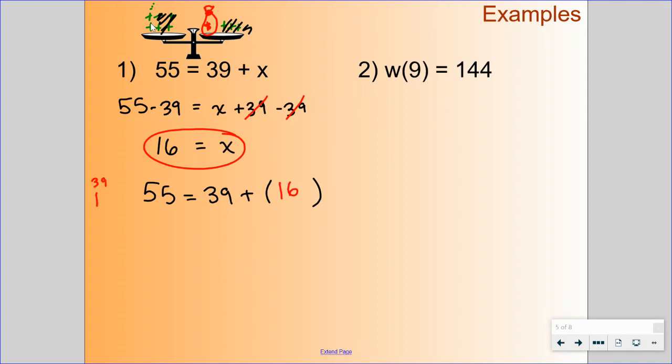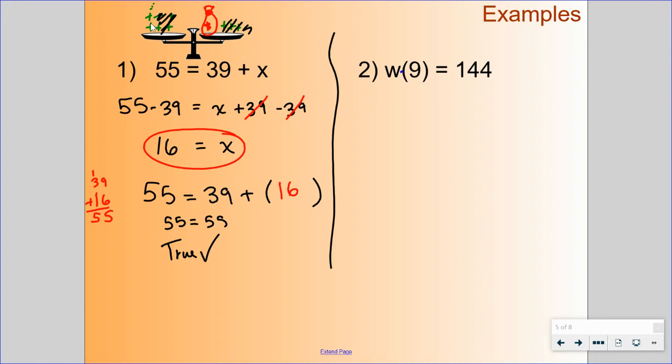In this case, 9 and 6 make 15, carry the 1. 1, 3, and 1 is 5 tens. And so we end up with 55 is the same as 55. Now that is a true statement. Some people put a check mark, some people put true. No fake checking, ladies and gentlemen. All right, onward to the next problem.